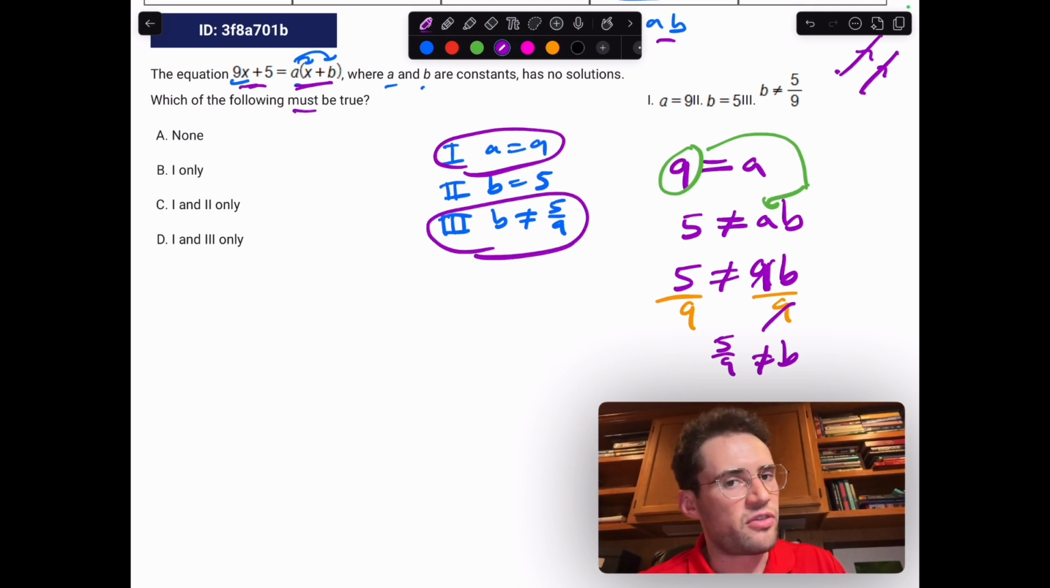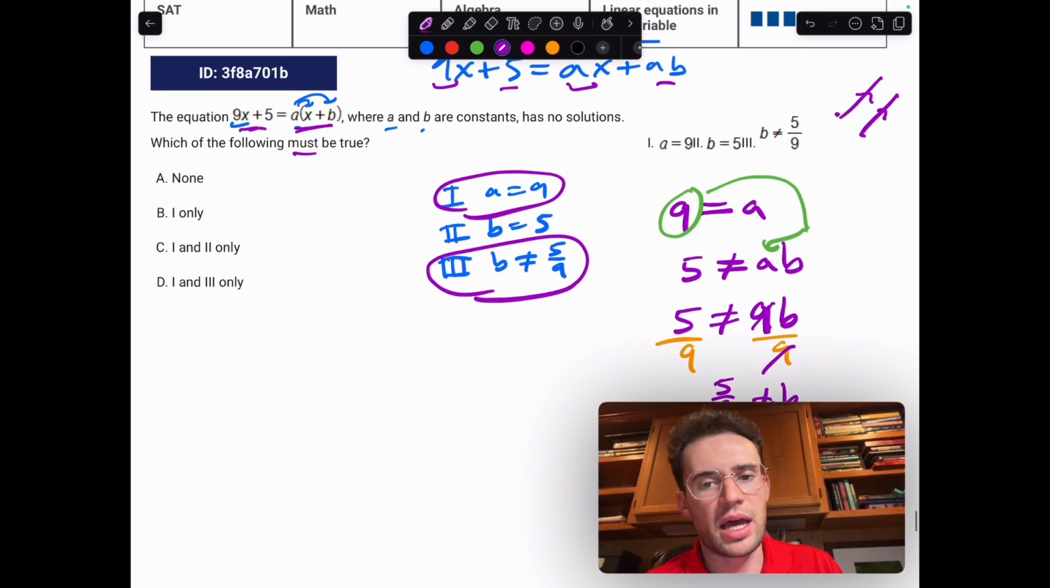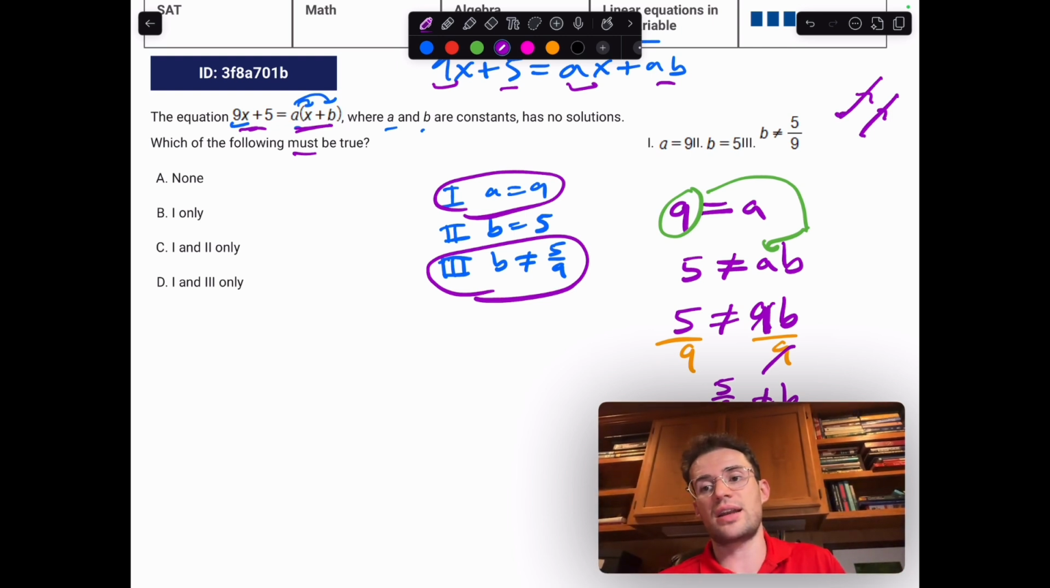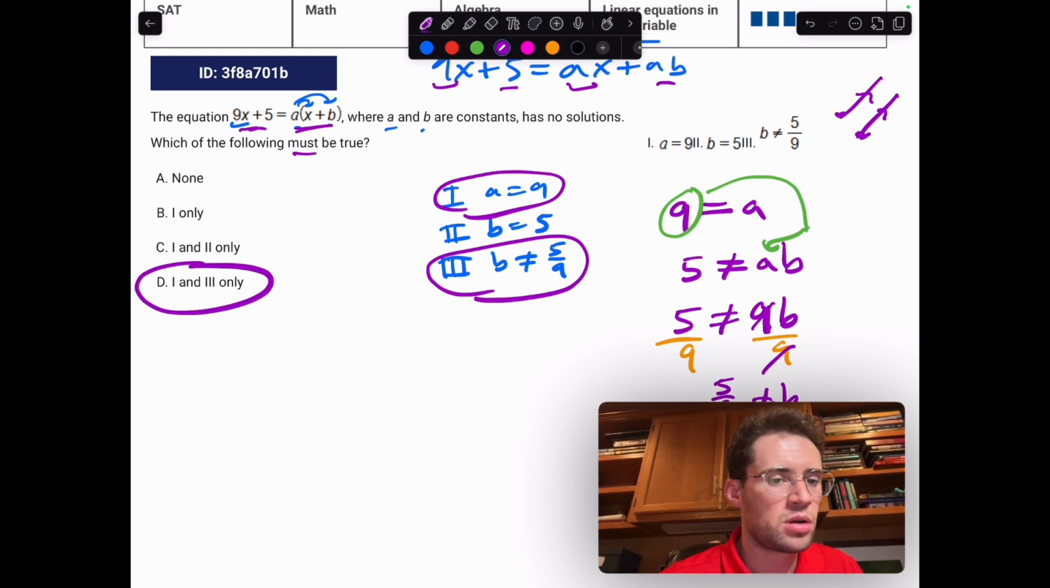B doesn't have to be 5. B could be 5, but it doesn't have to be 5. It can be anything that's not 5/9. Because it doesn't have to be a specific value, right? Again, if we're looking at the lines, it doesn't have to be a specific y-intercept. It just has to be not the same y-intercept. So it can be any value except 5/9. So 1 and 3 only.